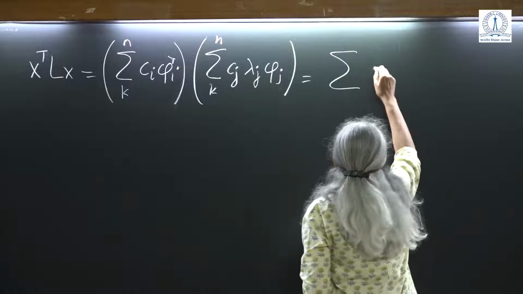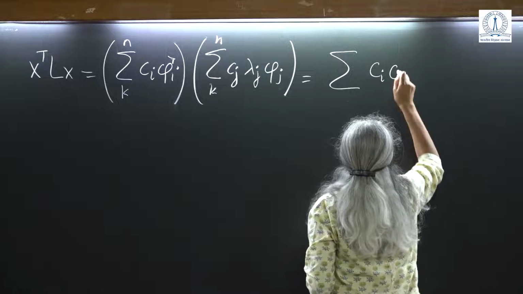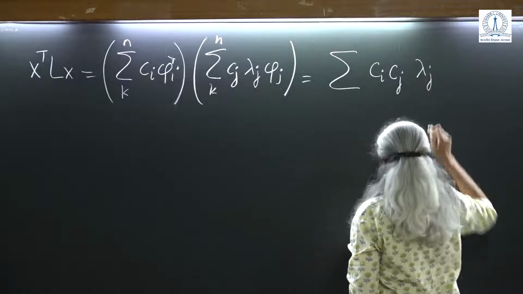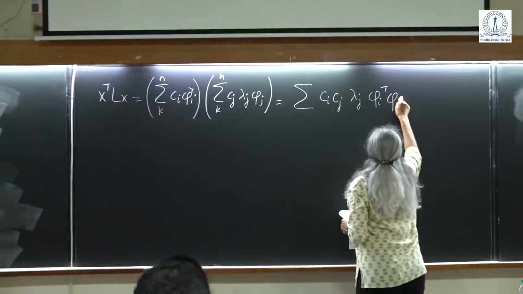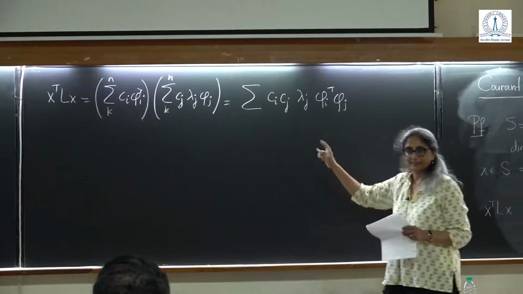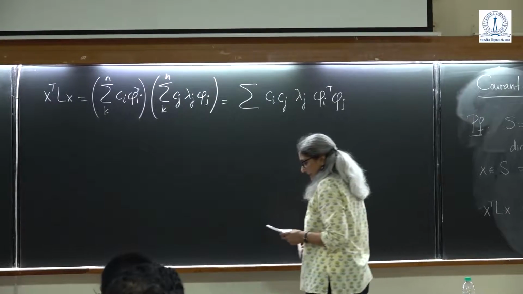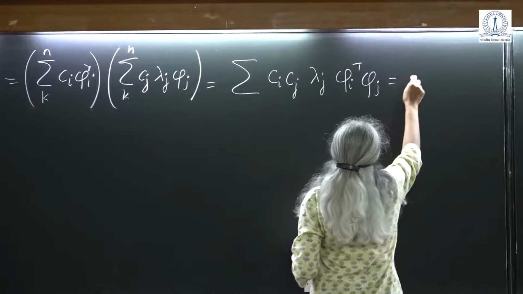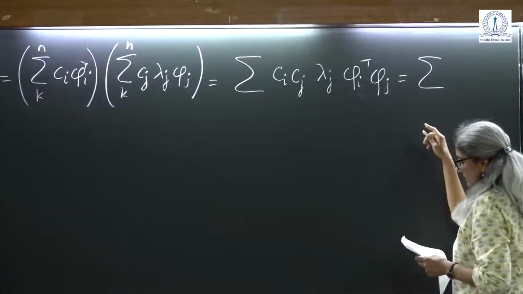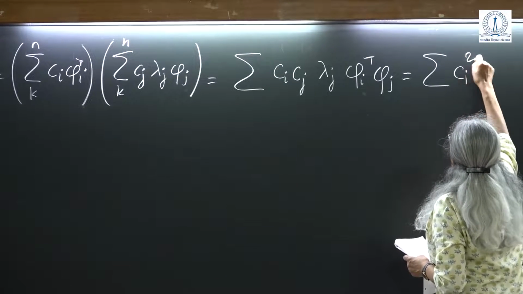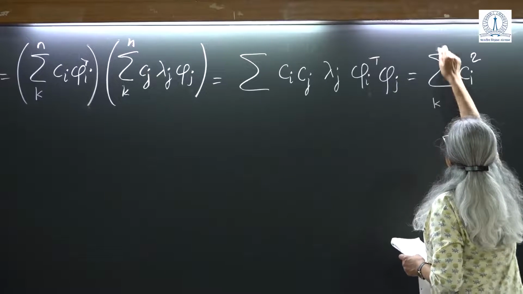Maybe we won't skip a step. So let's write this as Ci Cj lambda j phi i transpose phi j. Okay, I just made the calculation. And then I'm going to be able to get rid of everything where i and j have different indices. Okay, so this is going to be the sum of Ci square from k to n.